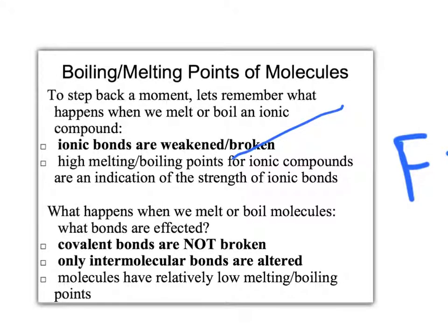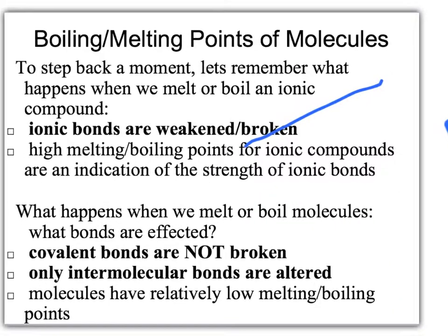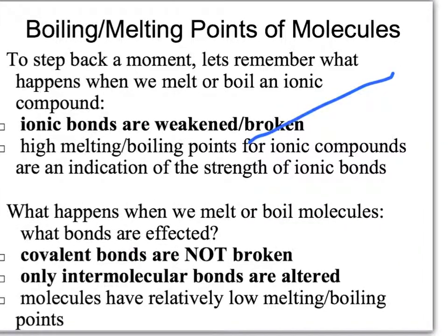All right, so let's compare the melting and boiling of ionic compounds to the melting and boiling of molecules. So what happens when we melt or boil them? Here, covalent bonds are not broken. Only intermolecular bonds are altered. And that's an awfully good thing. Could you imagine breaking covalent bonds when we, for example, boil water on our stove at home?